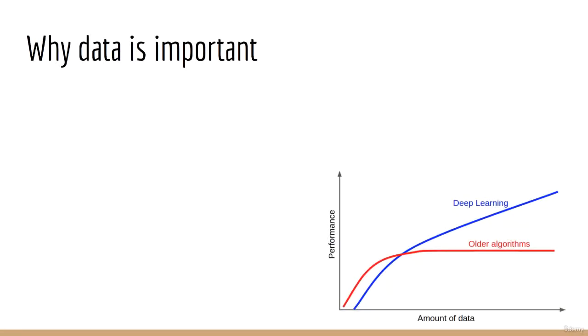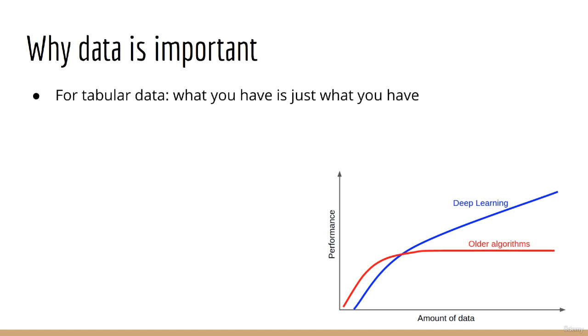As you may have heard, one of the reasons deep learning has been so successful these days is that we have so much more data. Deep learning continues to improve as it trains on more and more data, while other machine learning algorithms seem to hit a plateau. One disadvantage of tabular data is that you just have what you have.